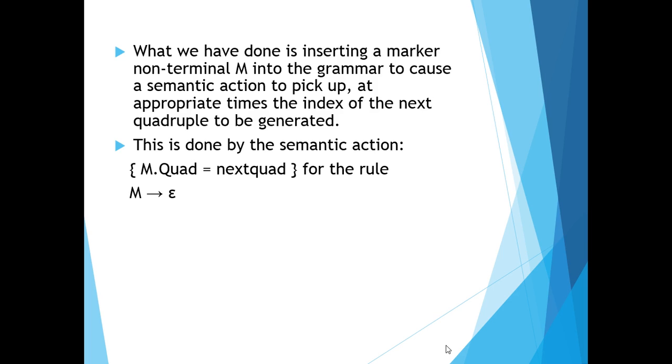Then let's proceed. What we have done is inserting a marker non-terminal M into the grammar to cause a semantic action to pick up at appropriate times the index of the next quadruple to be generated. This is done by the semantic action M.quad = nextquad for the rule M is empty. So that's it. We have tackled quadruples earlier.